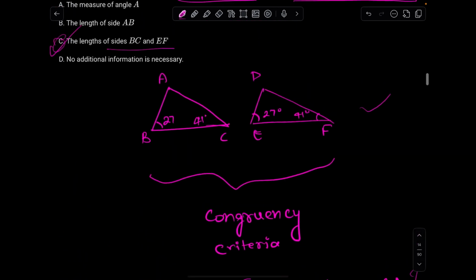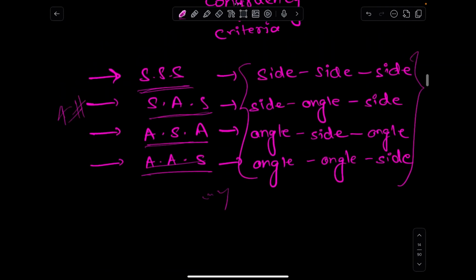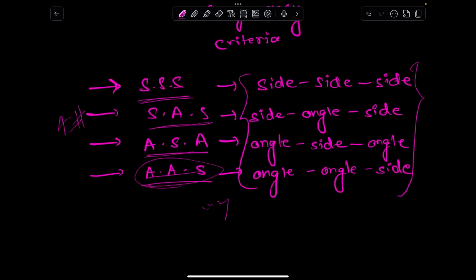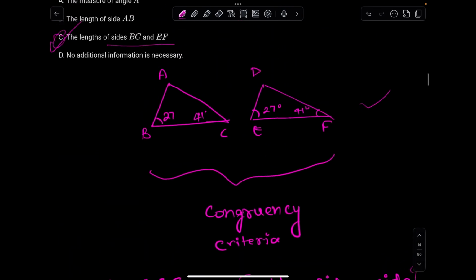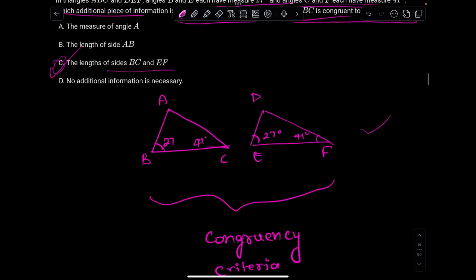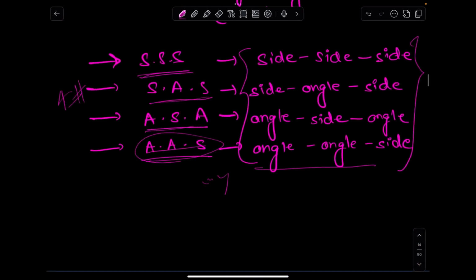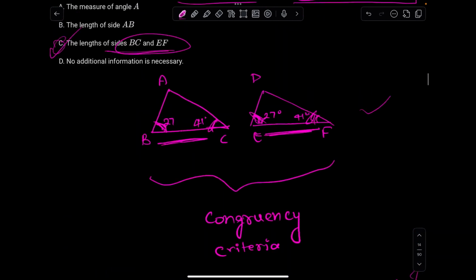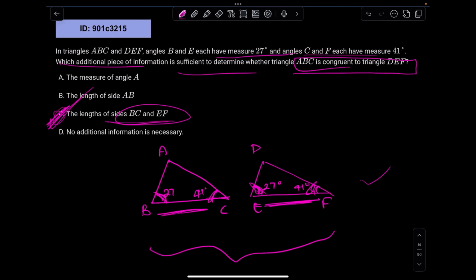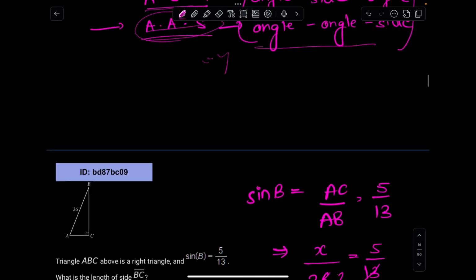Basically, these two triangles are going to follow the fourth criteria, which is AAS, or angle angle side. So this angle, this angle, and this side, the sides of length BC and EF, are going to be equal to each other. So angle, angle, side, angle, angle, side. This is the congruency criteria that we follow. And therefore, this is the only additional piece of information required.